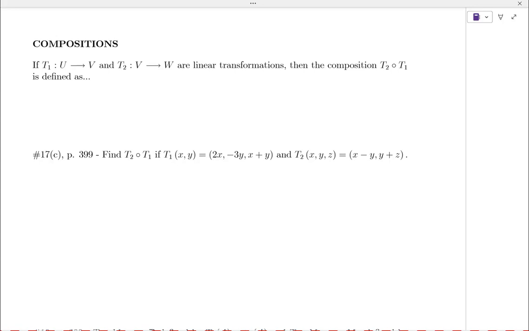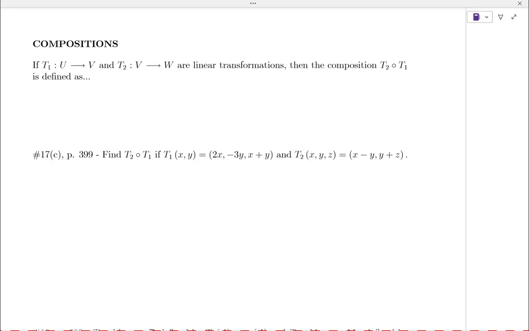So composition of linear transformations is just like composition of functions that we've done before. If I've got a function going from u to v, and then another function going from v to w, the idea is I'm going to take something in u, plug it into the first function, get something out in v, and take that output and now use it as an input. All right, usual composition ideas.